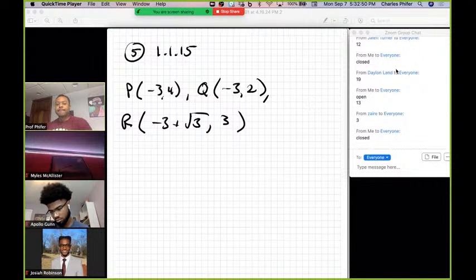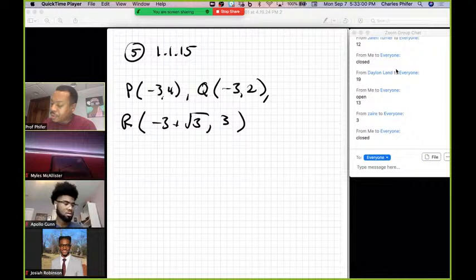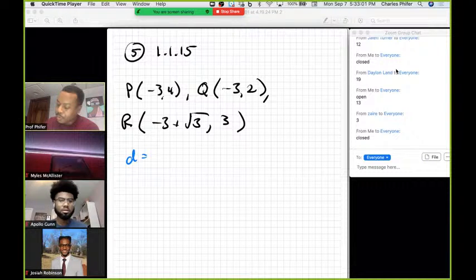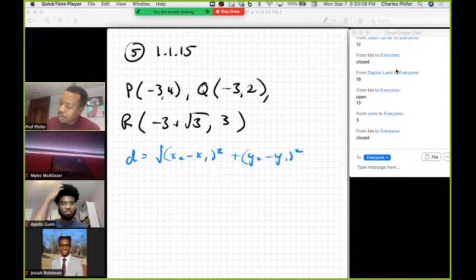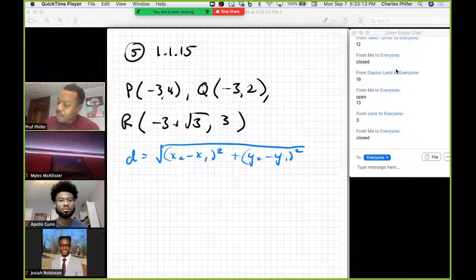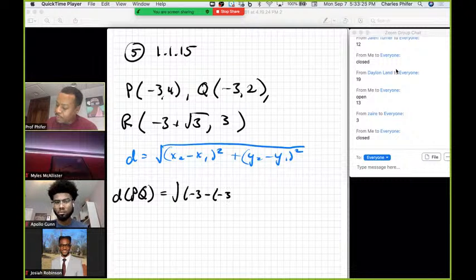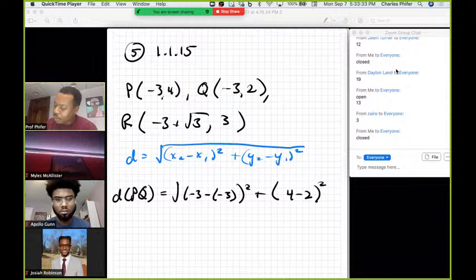So if we're talking about the lengths of the sides of a triangle, we need to find the distance of the sides created from these 3 points. So we're going to use the distance formula: x2 minus x1 squared plus y2 minus y1 squared, and the square root of all of that. First let's find the distance between P and Q. We're going to have -3 minus -3 squared, and then I'm going to do 4 minus 2.